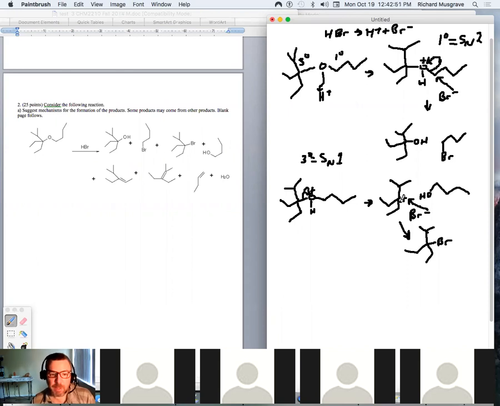So that explains the formation of these four products up here. You can see them all listed. You've got the first two over here. They're these ones here, which I'm putting check marks on. And these two here, I'm putting check marks on those two. So we've got all four of those explained. Does anybody have any questions?